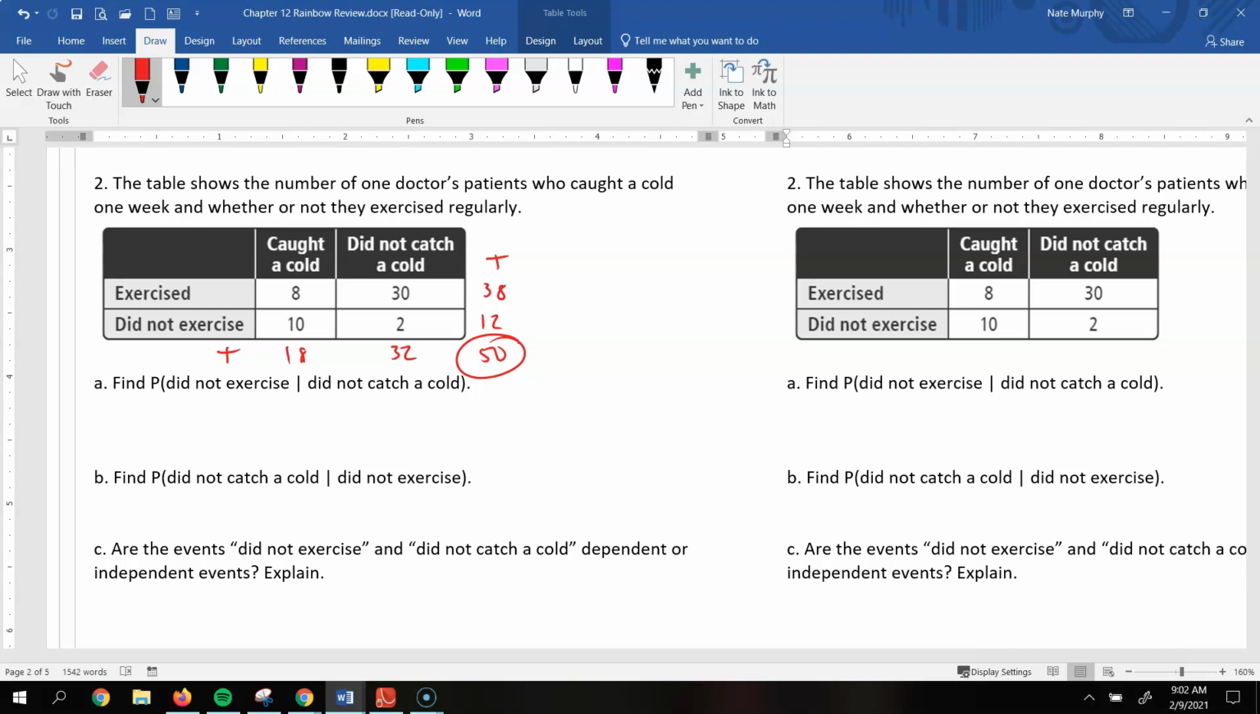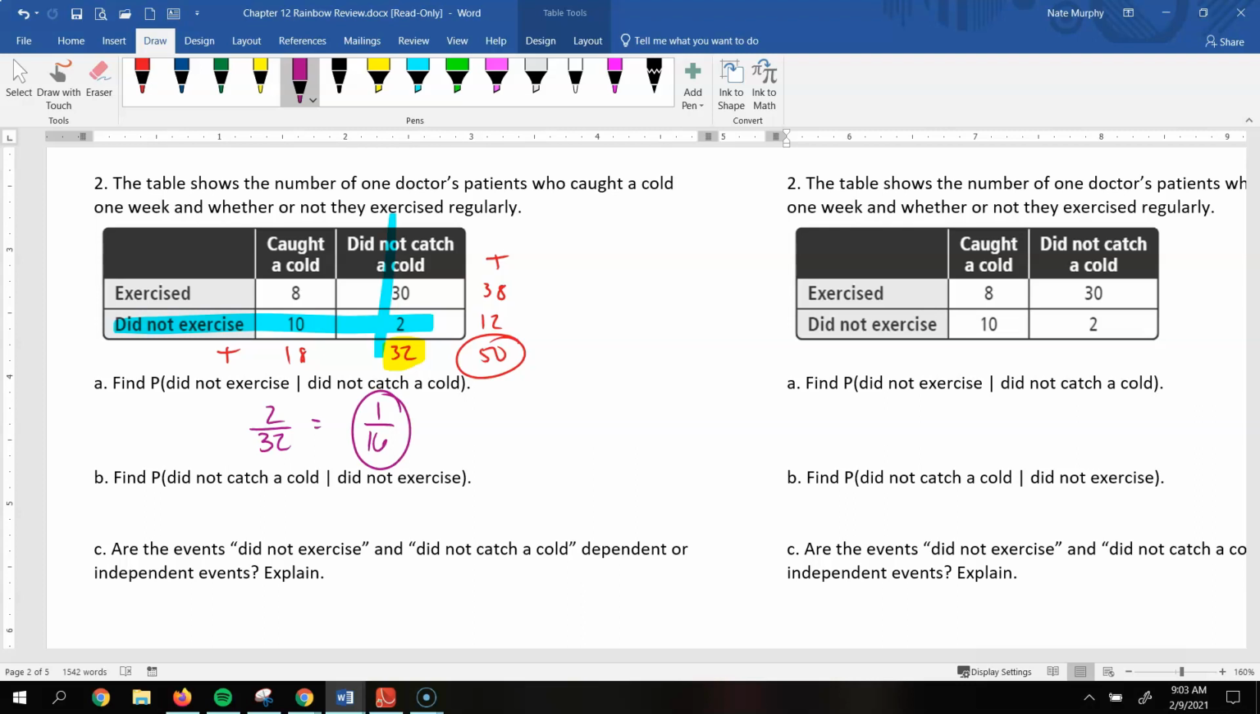Now it says, find the probability they did not exercise given they did not catch a cold. Let's start with the given. Remember, the given amount goes in the denominator. So given they did not catch a cold is 32. That goes in our denominator. Our numerator is going to be the intersection that they did not exercise and they did not catch a cold. That intersection is 2. So we would have 2 over 32, and we reduce that, and we get 1/16. So we have a 1 in 16 chance of that happening.